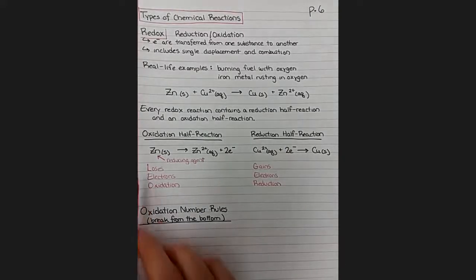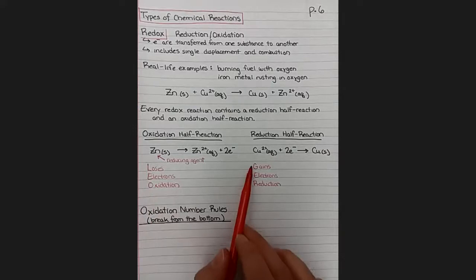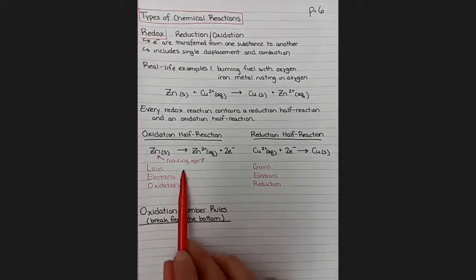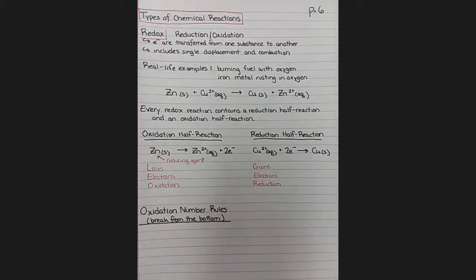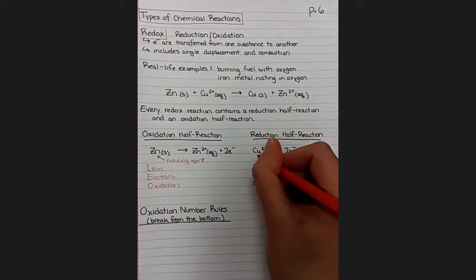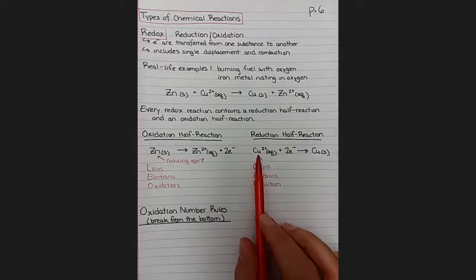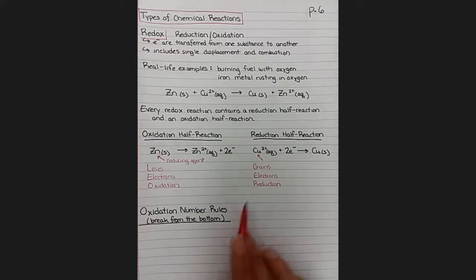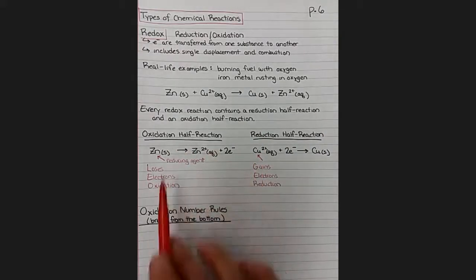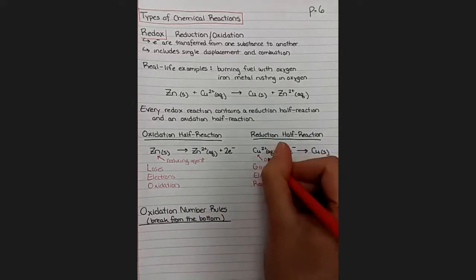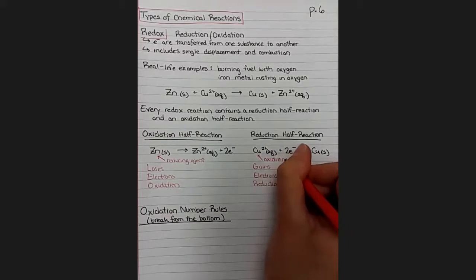I'm writing it in this weird way because there's an acronym that we use to help us remember. The acronym is LEO says GER, for loses electrons is oxidation and gains electrons is reduction. This is the easiest way to memorize which one is which while you're first learning. And so the copper ion, the copper 2+, is the species that is being reduced. And by being reduced, it is helping to promote the oxidation half reaction. So it is called the oxidizing agent.